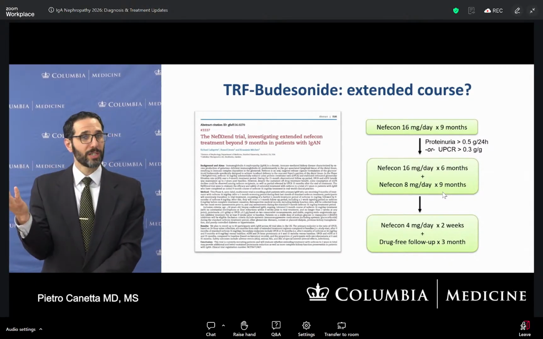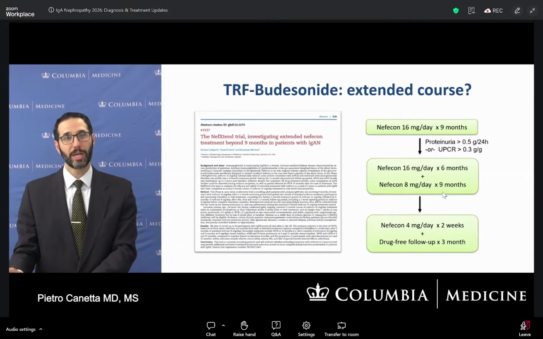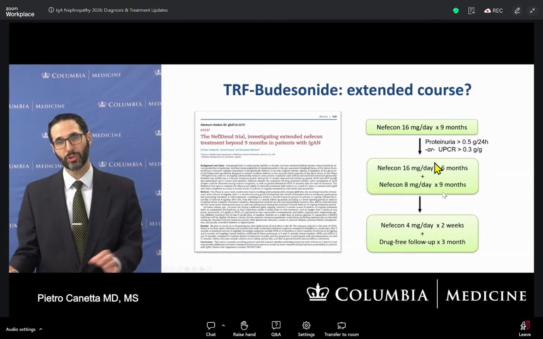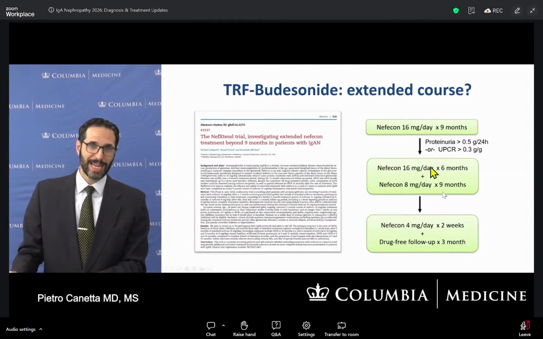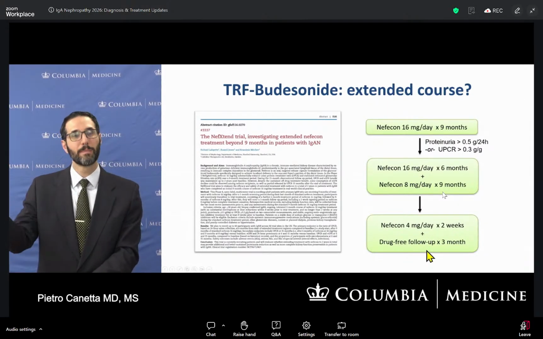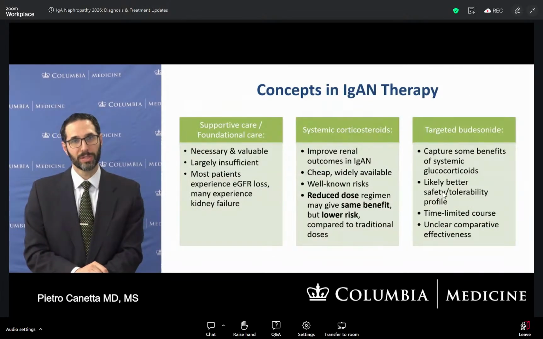And another question that comes out, well, what about just extending the course? So we don't know, but there is a study that's going on now that is called the NefExtend trial. It's uncontrolled, it's a single arm, but it's going to look at patients who, at 9 months, still have proteinuria, and they'll get an extended period out to 2 years, basically, of treatment, followed by a 3-month drug-free follow-up. So we'll have some more data on these patients to see what happens with extended courses.